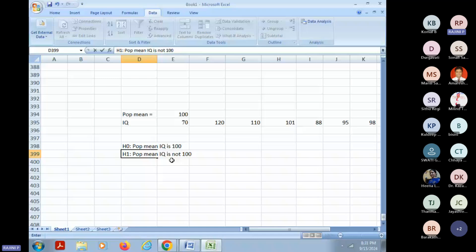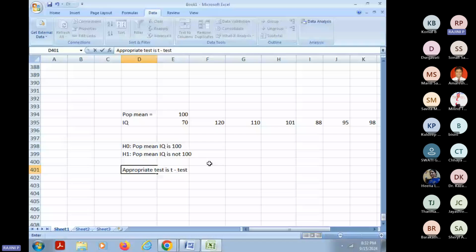Now here they're concentrating on the mean value, so the appropriate test is the t-test. In the t-test we have a single sample and two samples also. Here it is for only one sample, so we go for the t-test for a single mean. Okay, the appropriate test we have written.